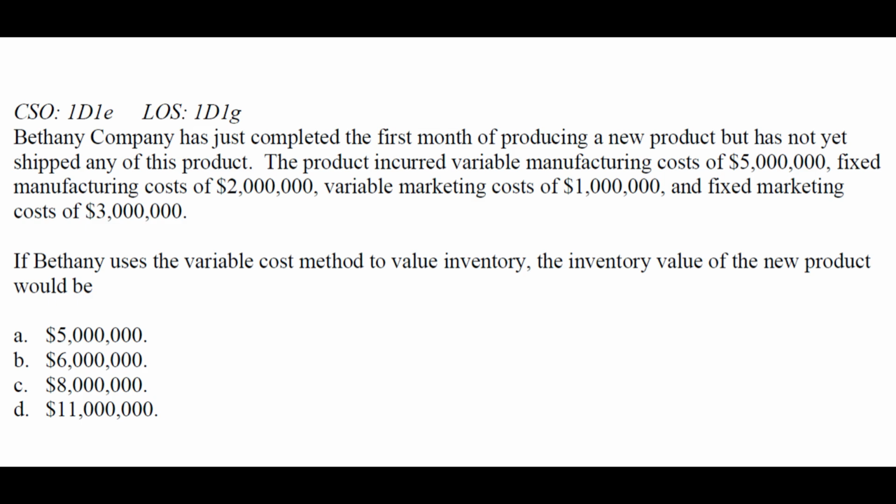This question tests the concept of inventory valuation under variable costing. Under the variable costing, direct costing method, only variable manufacturing costs are treated as inventoriable product costs. All fixed manufacturing overhead and selling and marketing costs are treated as period costs and are expensed in the period incurred. The key phrase is, uses the variable cost method to value inventory.